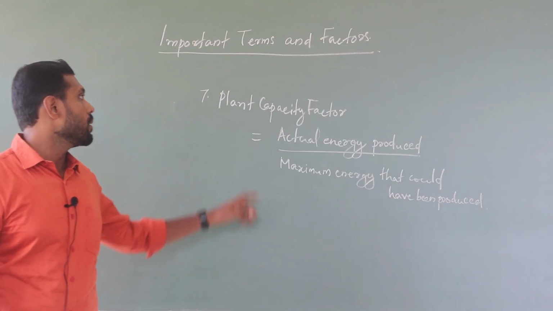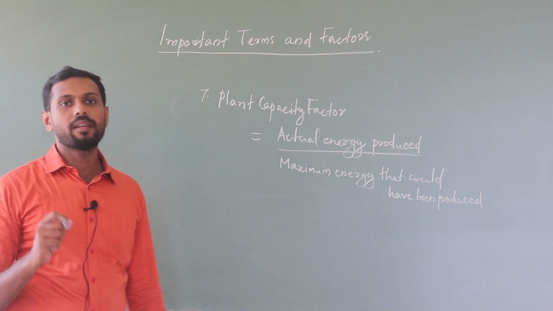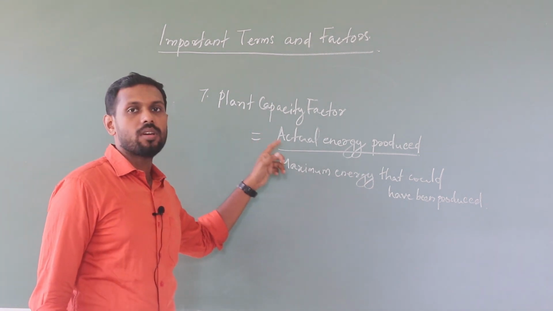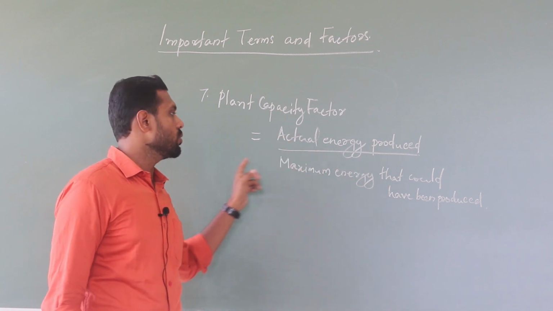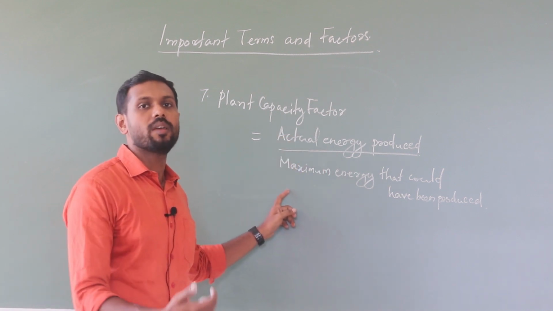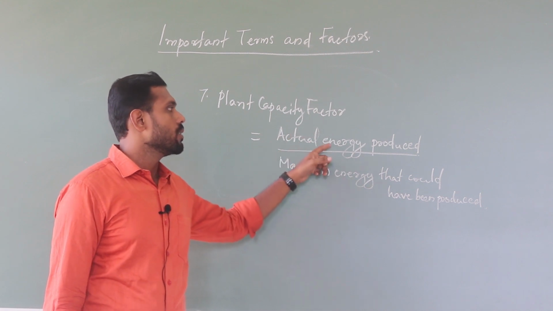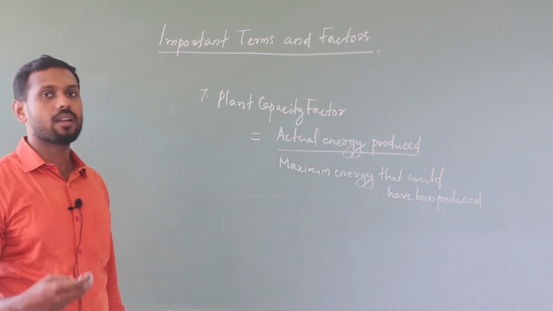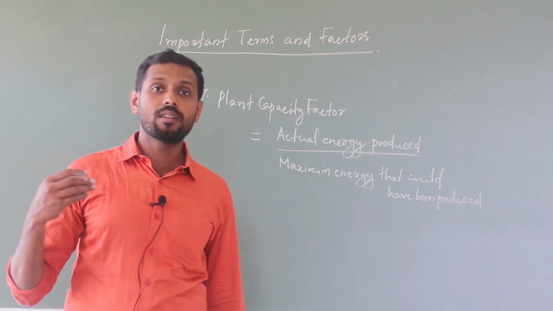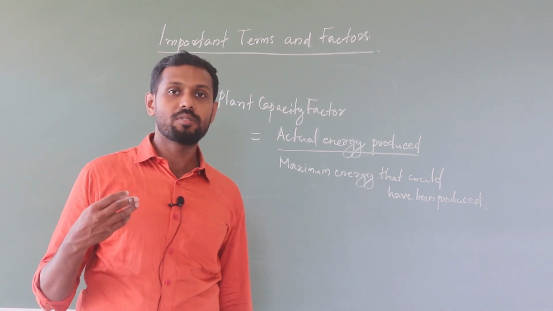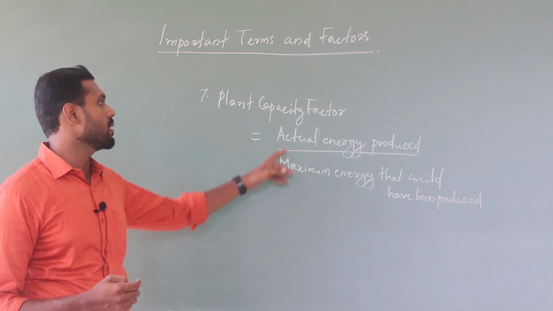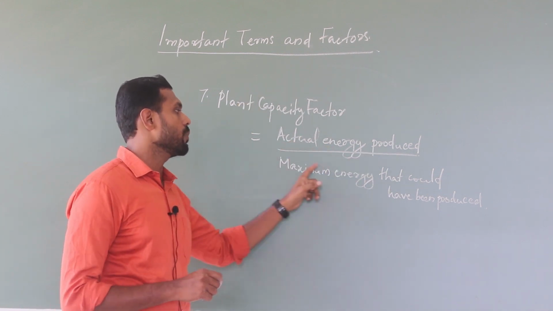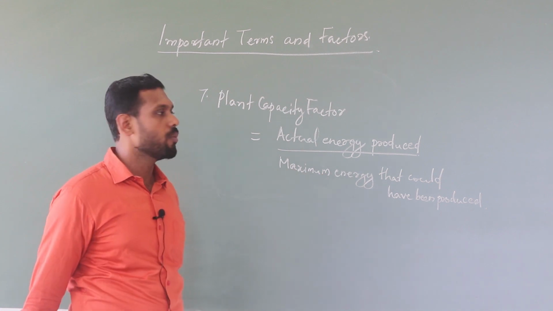Then finally, plant capacity factor. Plant capacity factor indicates the actual energy produced to the maximum energy that could have been produced, because the actual energy produced will be less than the maximum energy that could have been produced. When you consider the loads, there are different types of losses and this actual energy produced will be less. So it is the ratio of actual energy produced divided by maximum energy that could have been produced.